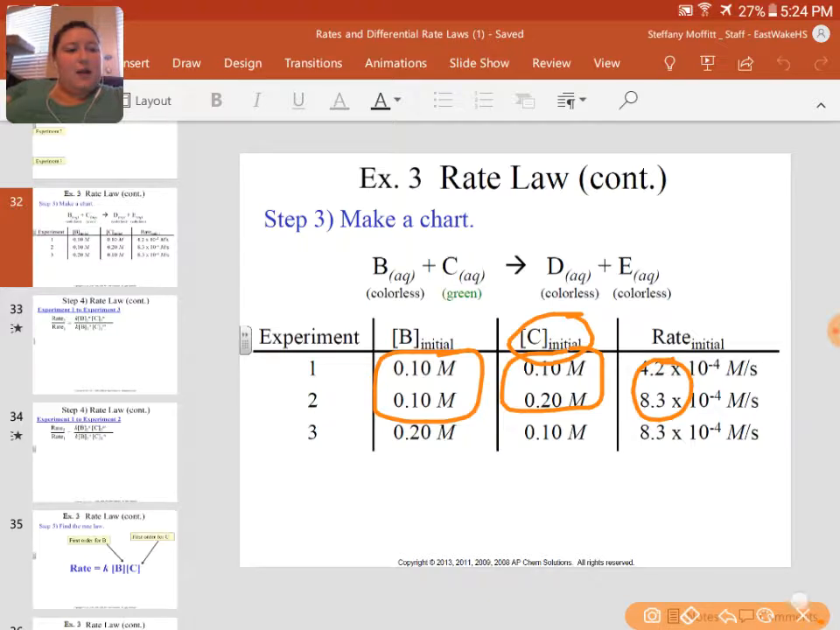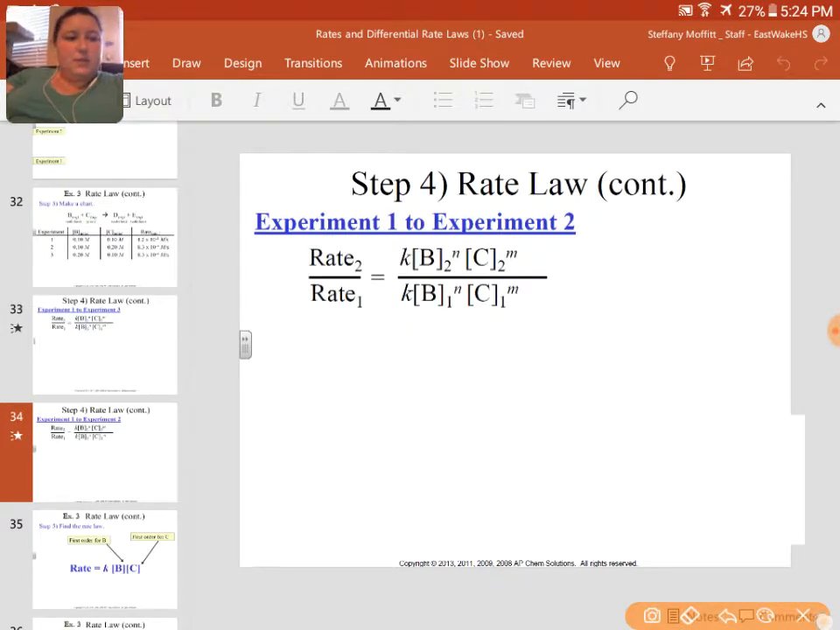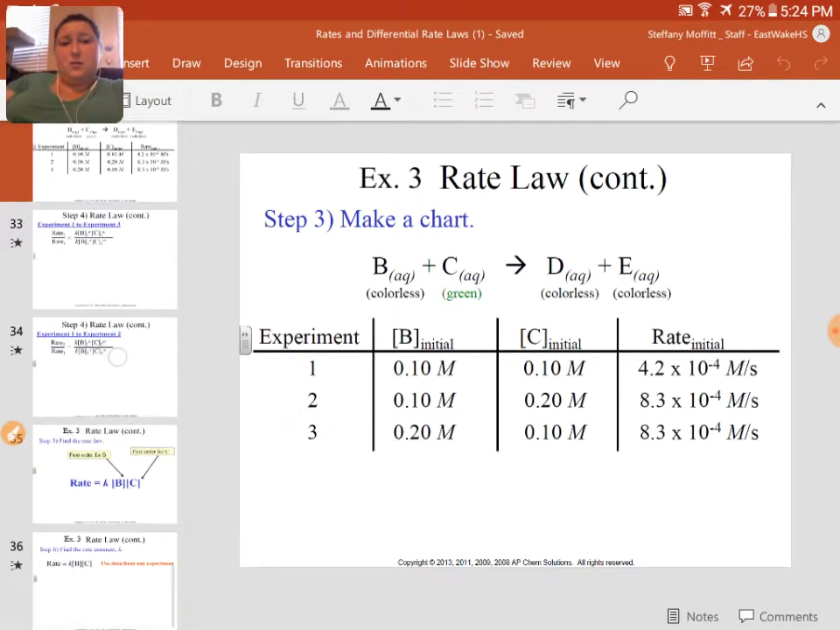And then, for the other one, we can look at the other 2 experiments from 2 to 3. Oh, no, we can't. We're going to have to look at 1 to 3 because that's when C stays the same but B changes. And that also makes the reaction double, so it's also first order.